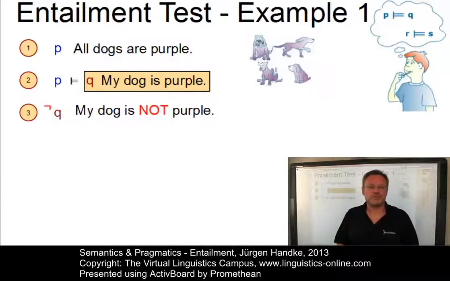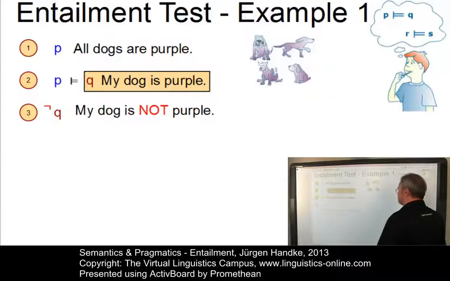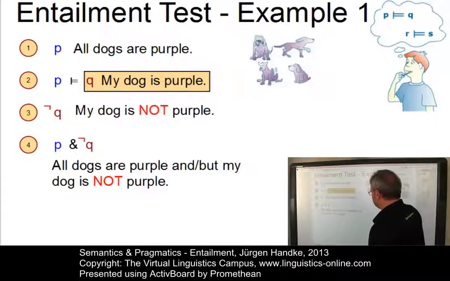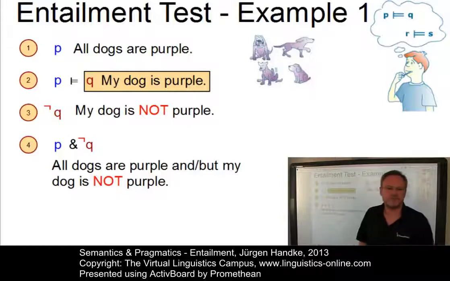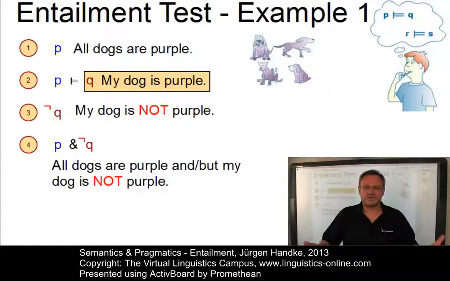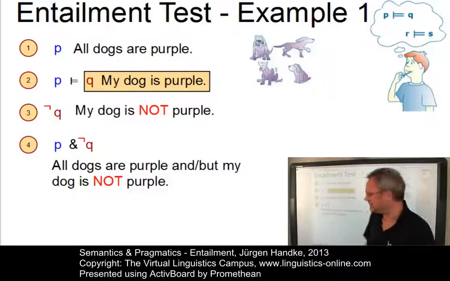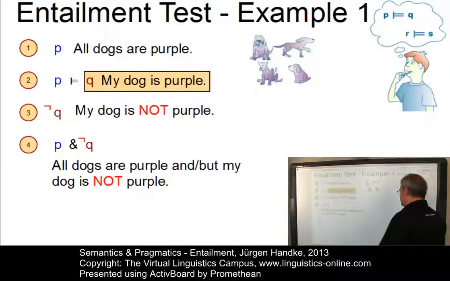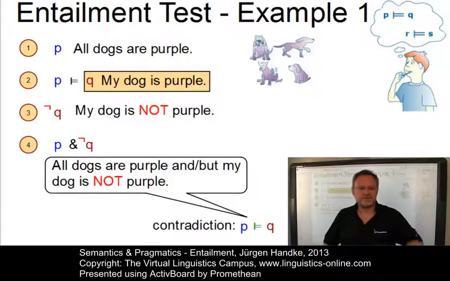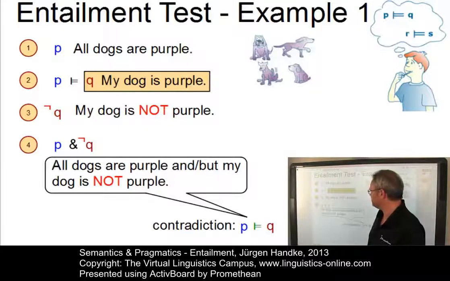Now conjoin P and Q using logical AND or any other natural language equivalent. The result is all dogs are purple and my dog is not purple. All dogs are purple but my dog is not purple. Well, let's now evaluate the result. Here we clearly have a contradiction. If all dogs are purple, my dog cannot be not purple. In other words, Q is correctly entailed by P.